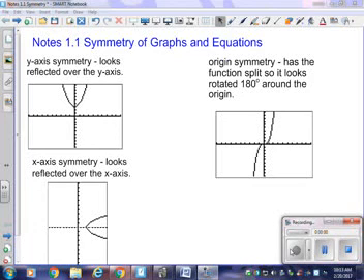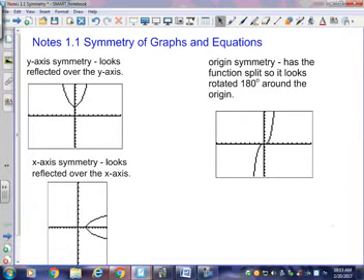Right, so with our symmetry of graphs and equations lesson, we're going to focus on these three types of symmetry. We're going to try to figure out symmetry when we are given an equation, a point, or a graph, and they can have more than one kind of symmetry, but I drew you three examples that do not. This first example of a parabola only has y-axis symmetry because the y-axis is cutting it in half.